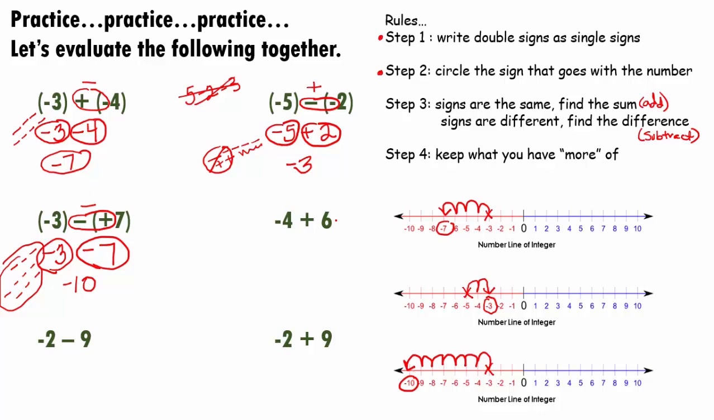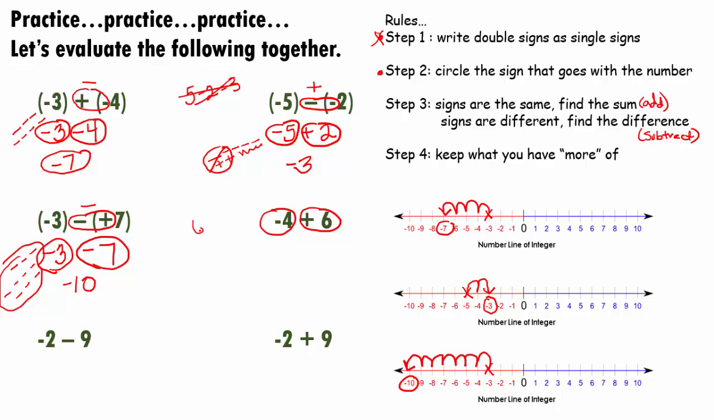So let's do -4 plus 6. Hey, there are no double signs. I don't have to worry about step 1. So then I just circle the sign that goes with the number. That's the sign right in front of the number. Are those signs the same or are those signs different? Those signs are different. That one's a minus, that one's a plus. Signs are different. Find the difference.